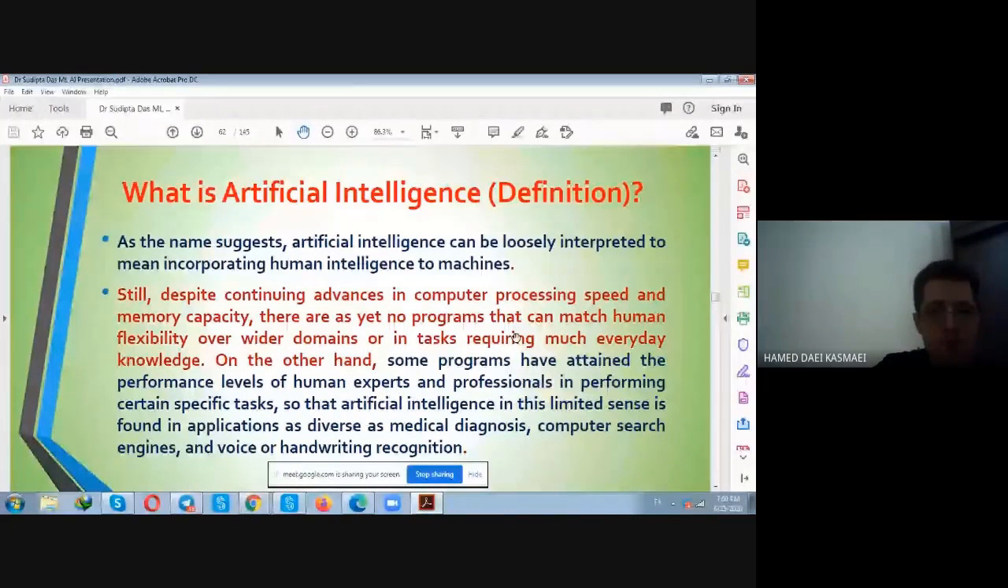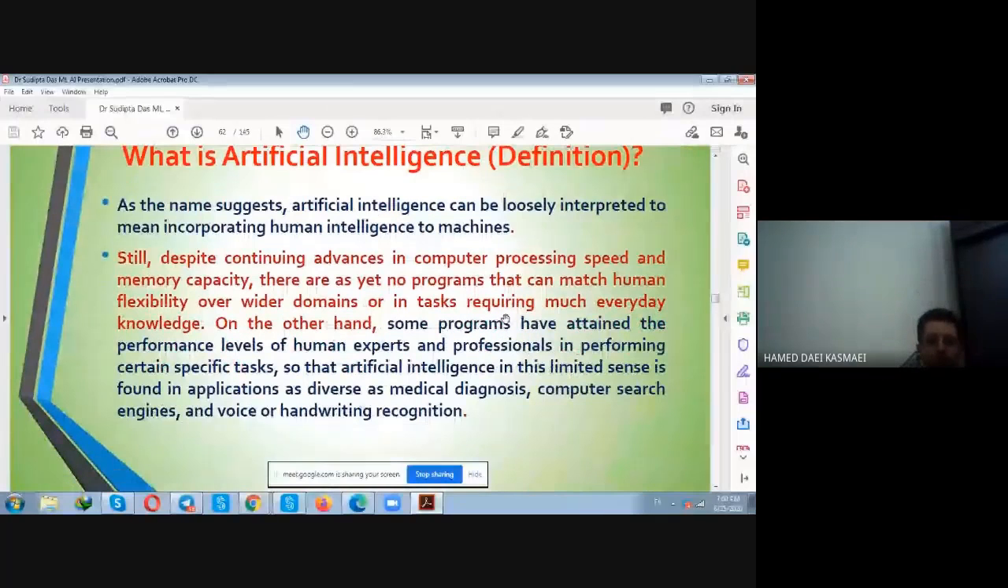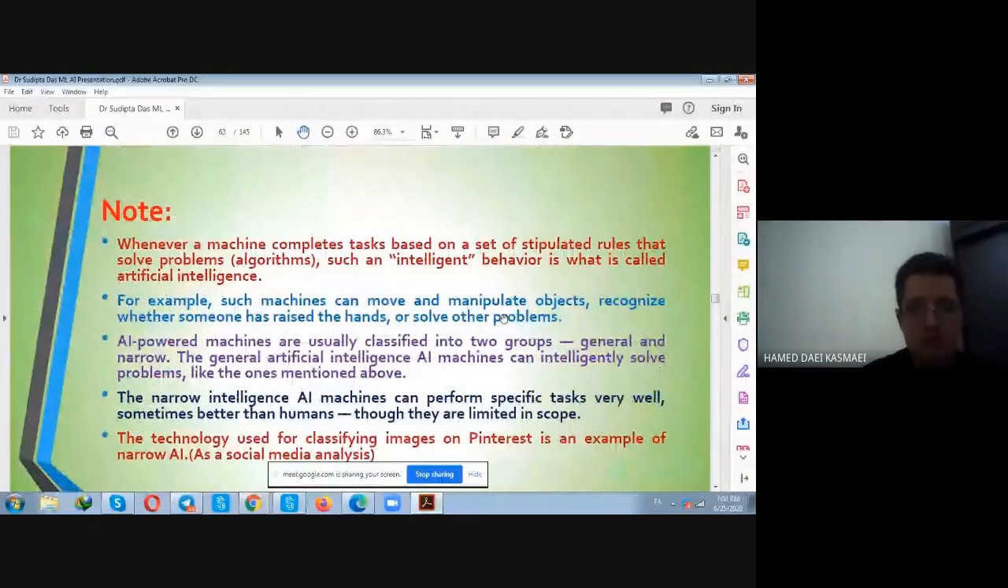Okay, so we have more notes. Whenever a machine completes tasks based on a set of stipulated rules that solve problems or algorithms, such as intelligent behavior, that is what is called artificial intelligence. For example, some such machines can move and manipulate objects, recognize whether someone has raised their hands, or solve other problems. AI-powered machines are usually classified into two very important groups: general and narrow.